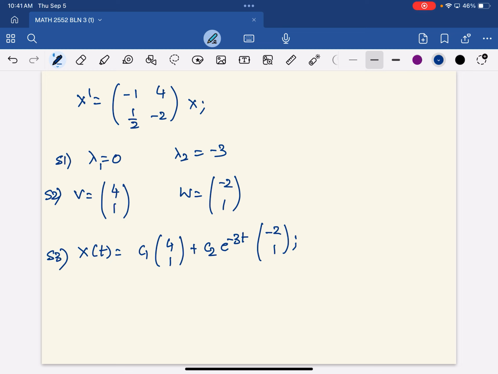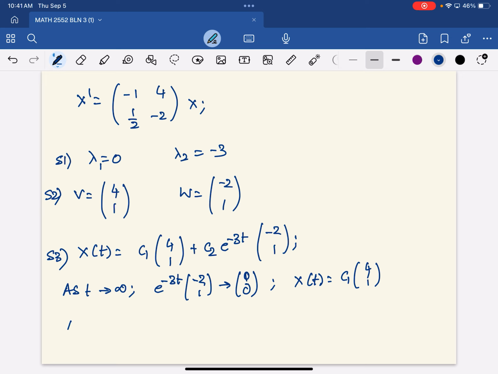Okay, so we're going to do the same analysis. As t goes to infinity, what happens? As t goes to -infinity, what happens? We need that to know where our solution curves are going. So, as t goes to infinity, what happens? You can see that e to the -3t goes to 0, so your solution really goes to C1 times (4, 1). Do you agree with me on that?